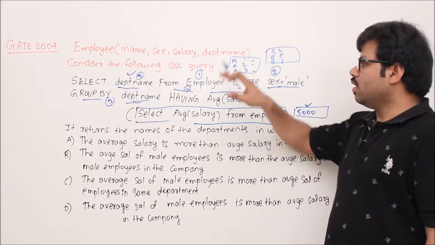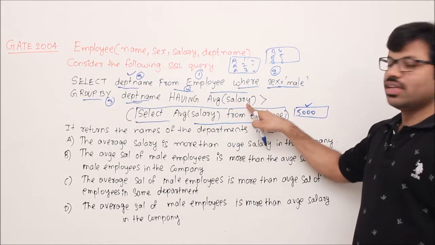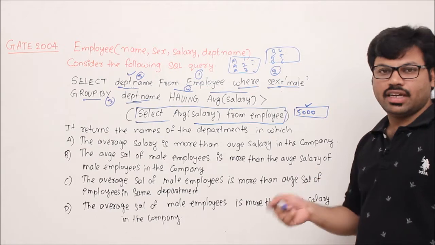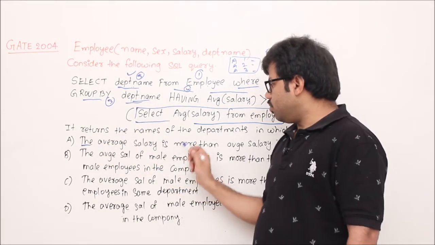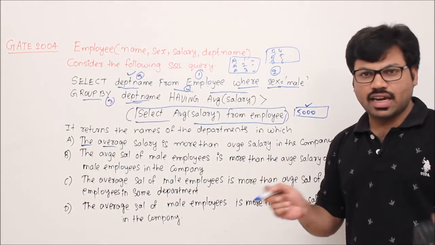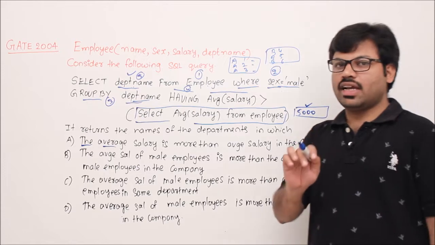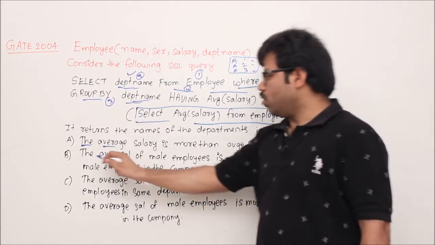I can say that we are printing the department names whose male employees' average salary is greater than the average salary of the company. Now if you see the options, option A returns the names of the departments where the average salary is more than. It's not about the average salary of the department, it's the average salary of male employees. See, because the sex equals male. So go to option B.